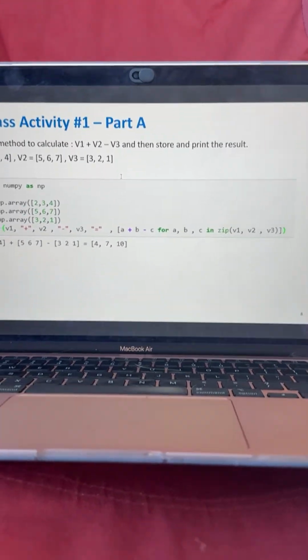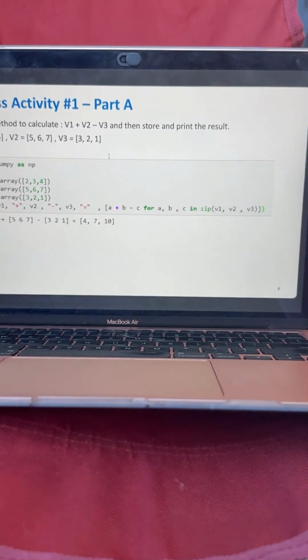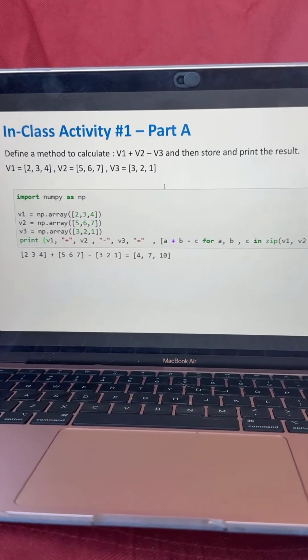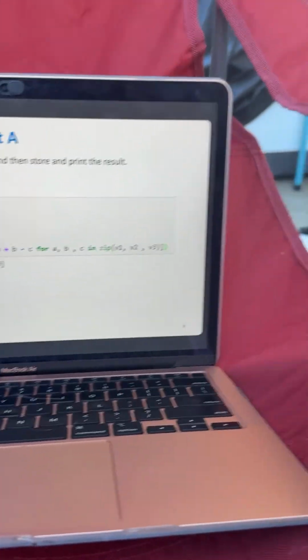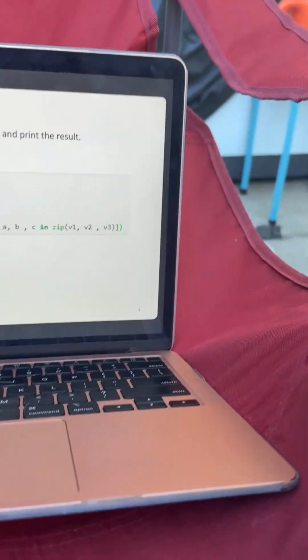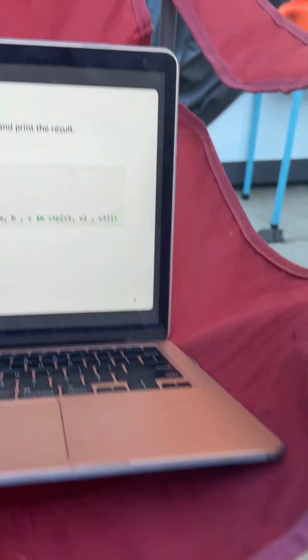Why do you subtract it? So that's just those 1 character strings that you put in between each of those vector values, right? And then in the end, that's your result, right? But you put the result based on A, B, and C for A, B, and C in zip v1, v2, and v3.